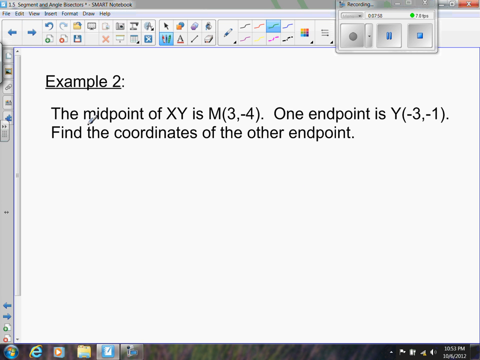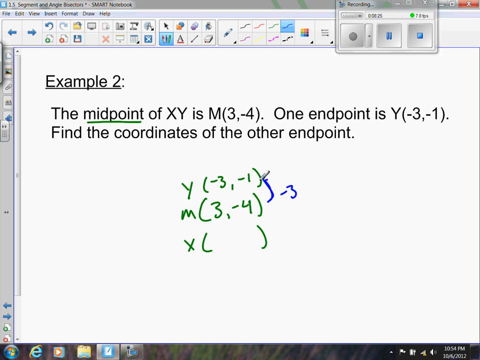And now the midpoint is given to us. We know what M is. Our midpoint's 3, -4. And we know one endpoint Y is at -3, -1. How can I find my other endpoint X? So this is where I'm going to use that. I went down another 3 from -1 to -4. So in order for -4 to be the midpoint, I have to go down another 3 to -7.